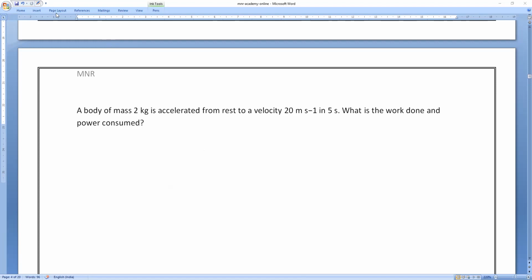Anybody? Yes, please. Work energy theorem. So a body of mass 2 kg, mass is equal to 2 kg, is accelerated from rest to velocity. Rest means initial velocity is what? Everybody? 0. And final velocity is 20 meter per second. And what is the time taken? Time taken is 5 seconds. So what is the work done and power consumed, they are asking.